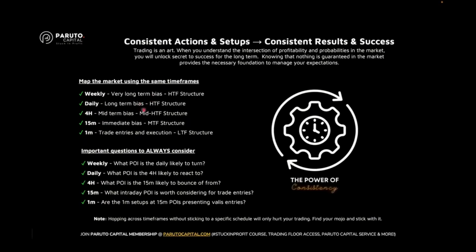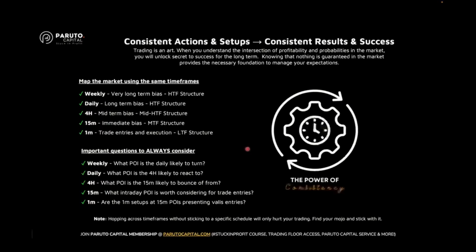So this basically is just to emphasize that the weekly, of course, gives you a very long-term bias. We didn't even look at the weekly, but the daily also gives you a long-term bias. It's a higher time frame, and then the median time frame is the 4 hour, and then the 15 minutes gives you an immediate bias, and then the 1 minute gives you your trade entries and your execution, right? So a few important questions you always want to ask yourself. One is, what POI is the daily likely to turn? On the daily, you're looking at what POI is a 4 hour likely to react to.